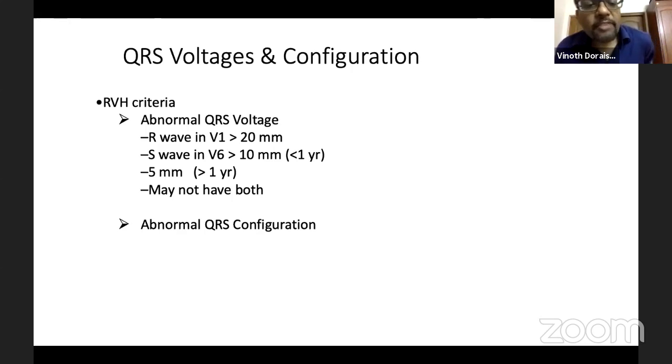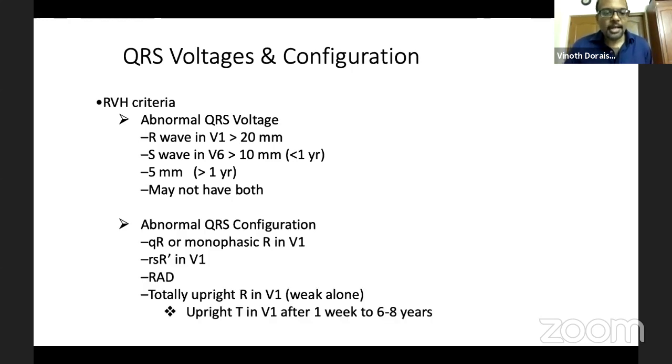If the R wave in V1 is greater than 20 millimeters, it is right ventricular hypertrophy. If the S wave in V6 is more than 10 millimeters in less than 1 year, or more than 5 millimeters in more than 1 year. Why is it more than 10 millimeters in less than 1 year? Because you know that the right ventricle is more dominant in the infant and the neonate. Okay, and abnormal QRS configuration: if you have a QR pattern in V1 or a monophasic R in V1, this can also be right ventricular hypertrophy. This is in both the child and the adult. If you have an abnormal right axis deviation, it can be right ventricular hypertrophy.